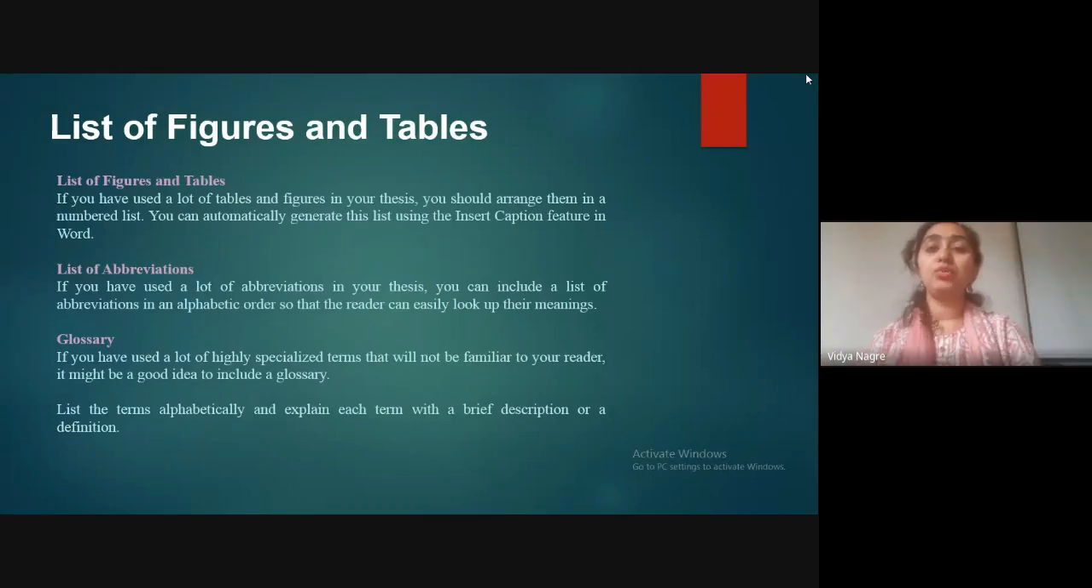So in glossary, you give the alphabetical words or short forms, even abbreviations or any new concepts if you are using them in your particular work of research. Next slide, please.